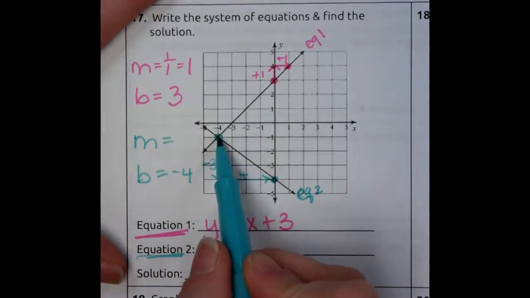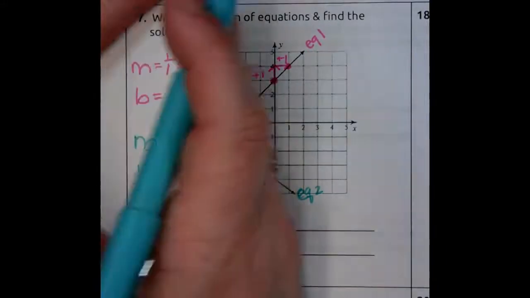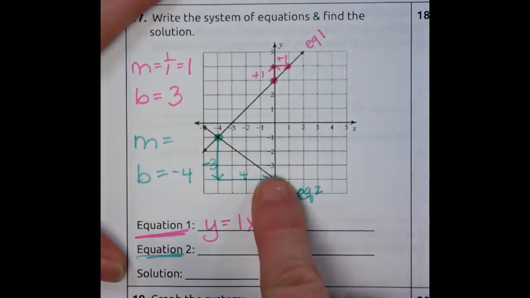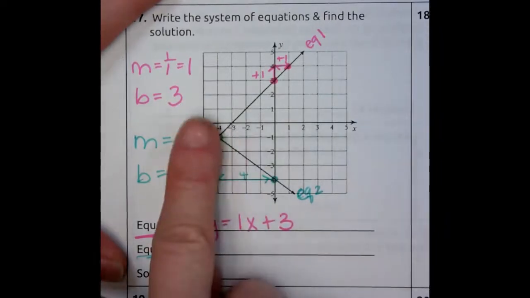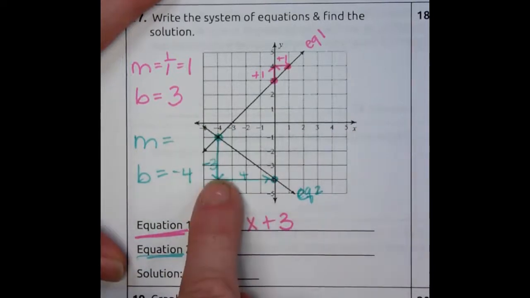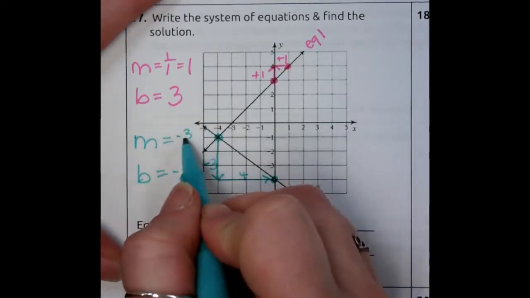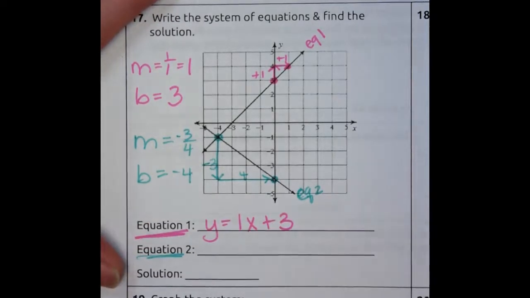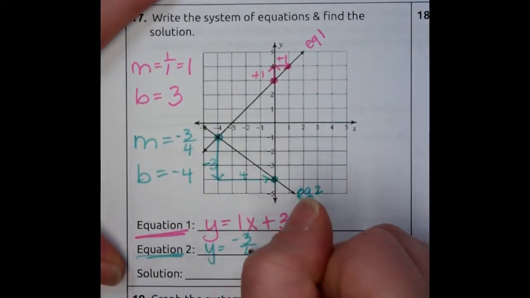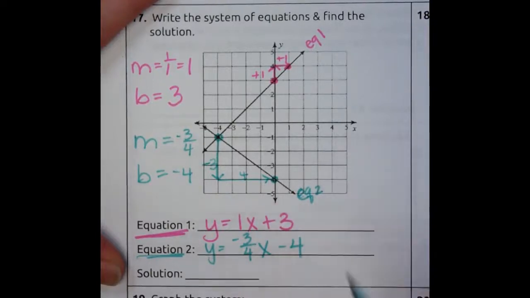We always go from the left to the right, okay? So we don't ever go from this right point over here to this left point. We're going to start on the left and move towards the right. That way we make sure to not lose our negative sign there. So -3 over 4 is our slope. So we have y equals -3 over 4x minus 4.